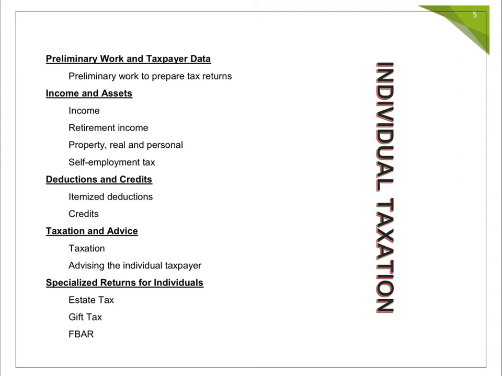The next is taxation and advice. It talks about when and how to advise the individual taxpayer, what are all the responsibilities and the due diligence to be followed by the enrolled agents. And the next is specialized returns for individuals. So these specialized returns like estate tax, gift tax, and FBAR will not happen all the time for anyone who is filing individual taxation. These are all special situations. It happens only in some specific situations.